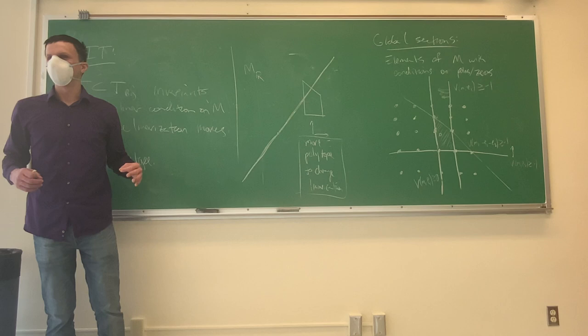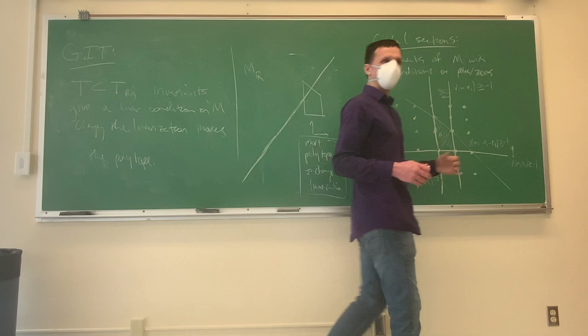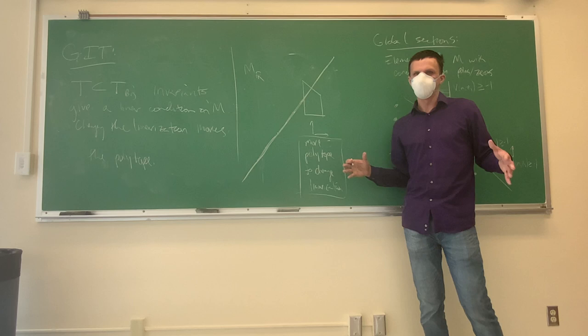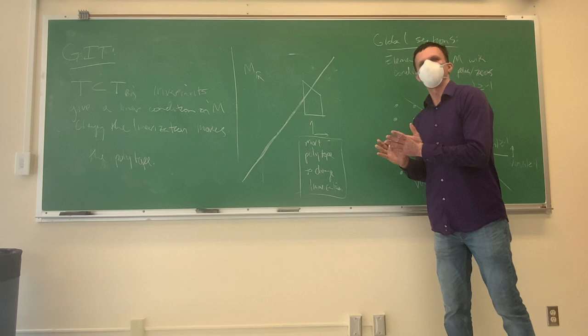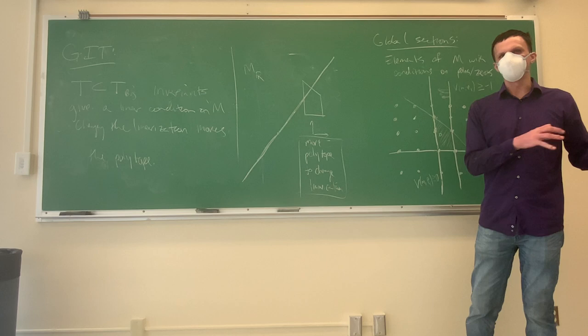One way you can interpret this is that this is the effective cone of the quotient variety, or some part of it, and the chamber corresponding to the linearization you picked is the ample cone. As you move around, you get other cones corresponding to other models.